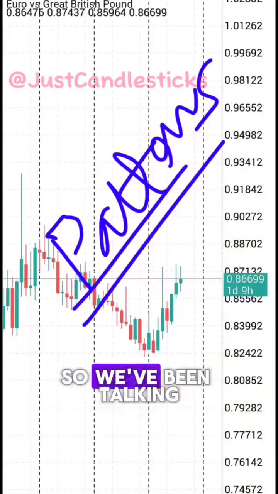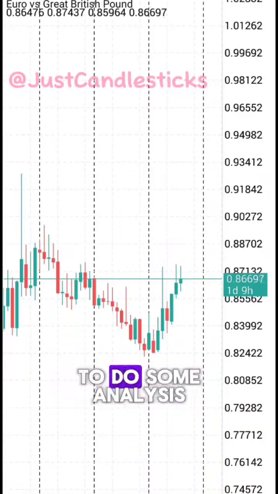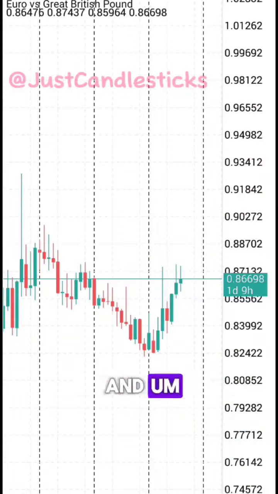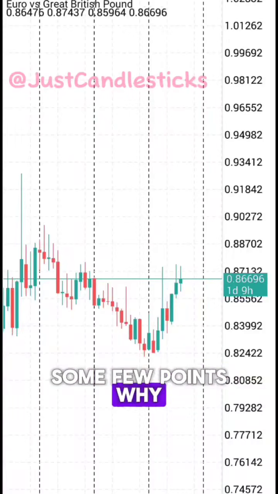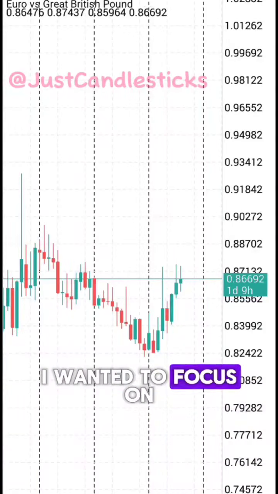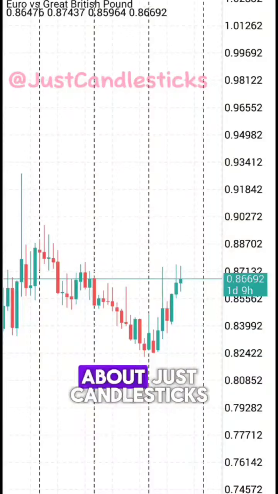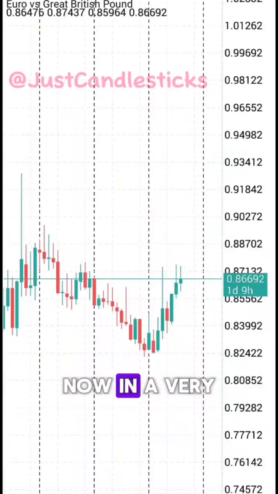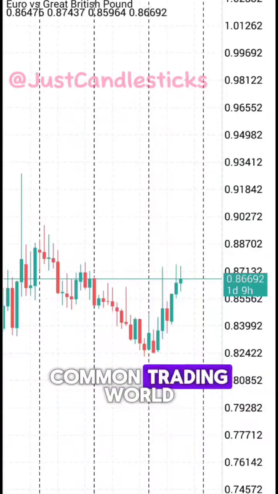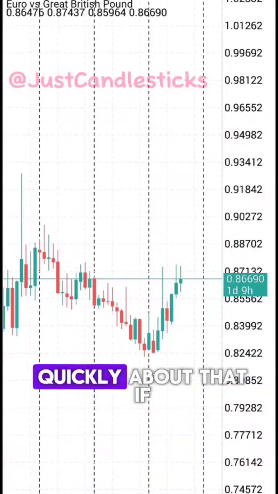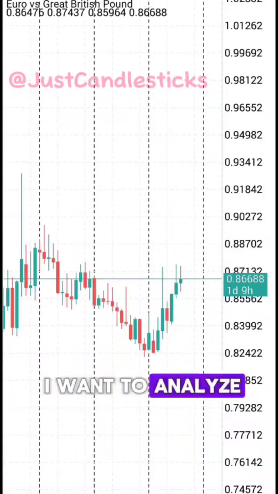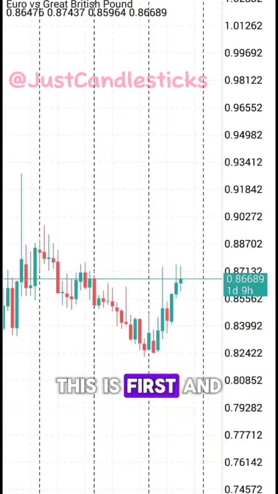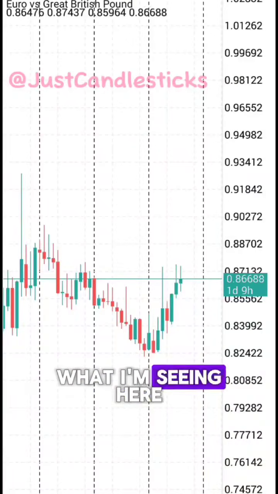Okay, so we've been talking about that. We have used it to do some analysis, and I want to tell you some points about why I wanted to focus on learning just candlesticks. Now, in a very common trading world, let me show you quickly how I would analyze this market. First and foremost, look at what I'm seeing here.